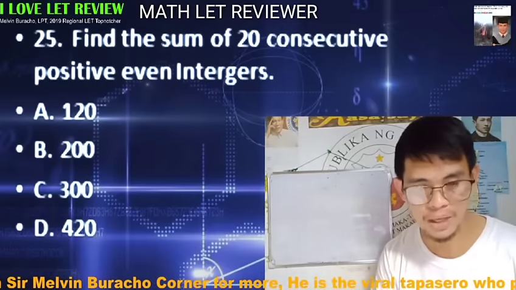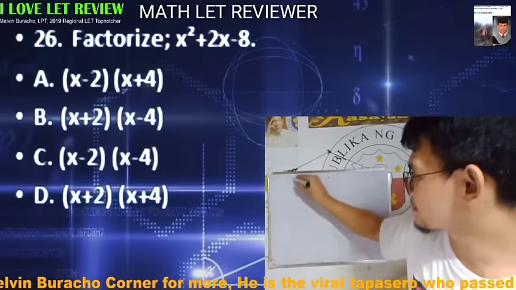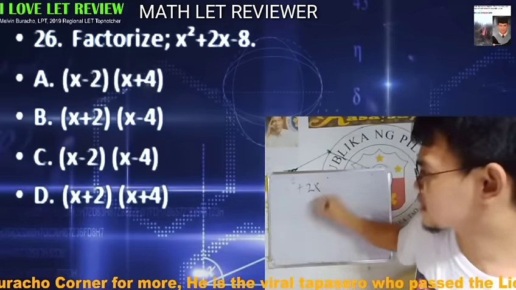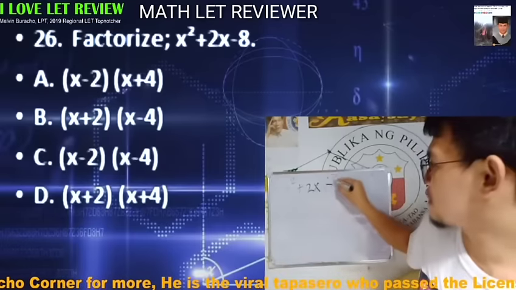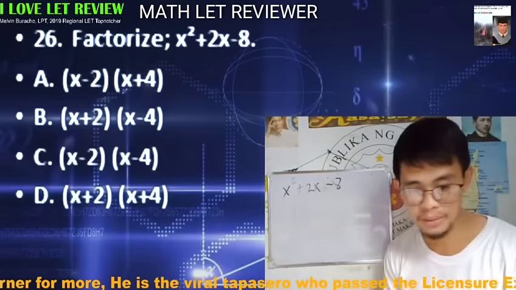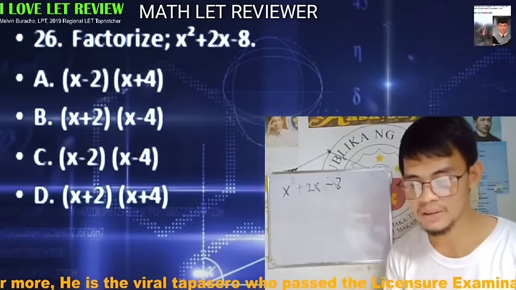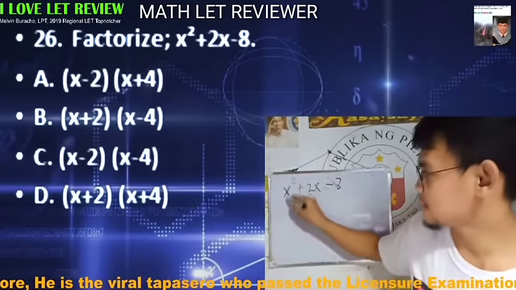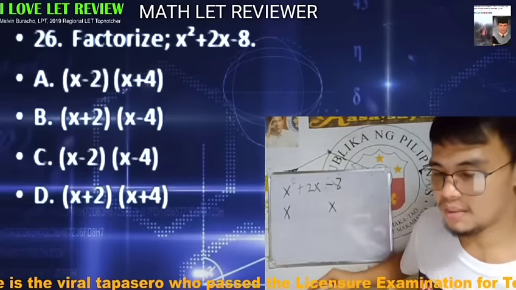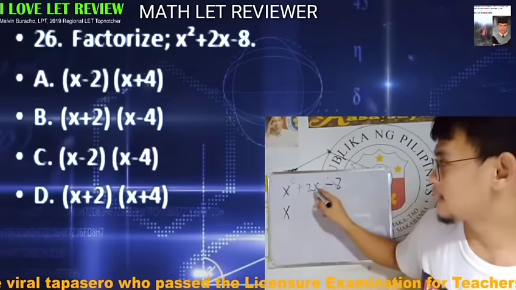O sige, for number 26, ang hinahanap po dyan, i-factorize daw natin itong x squared plus 2x minus 8. O, madali lang po itong factorization. Okay? Sige. Paano ba to? Number 26. Okay. You just have to factor the... Paano ba to? Sige. So, i-split muna natin ito. Okay? X. Okay? And then, sumunod naman natin i-split itong dalawang ito.